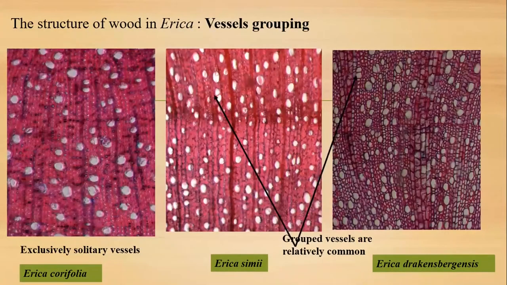Here we are talking about vessel grouping. Picture one is showing exclusively solitary vessels, that is, the vessels are standing all alone. In pictures two and three, you can see a relatively common group of vessels. Like this here, we can see four pairs, four pairs and four pairs. So this shows how the groups were arranged together. We have solitary vessels here and we have grouped vessels here.